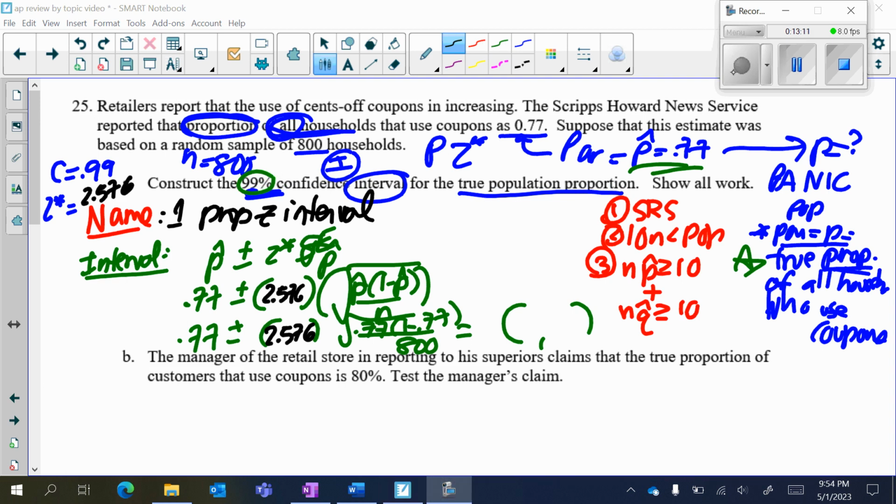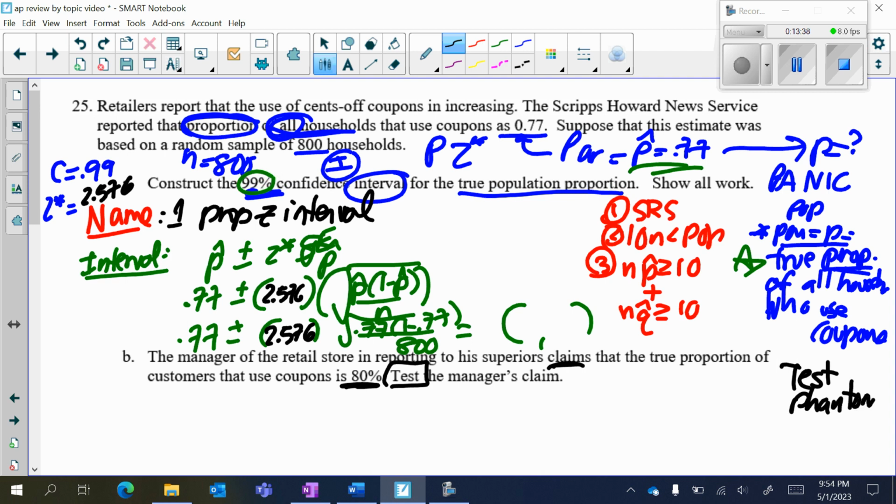So then we go to part B. It says the manager of the retail store is reporting to his superiors claims that the true proportion that use coupons is 80%. So they're claiming that the true proportion is 80%. This is the claim. So again, the test is the one where you have the word T, test. So that's a test. So then you have to do PHANTOMS here.